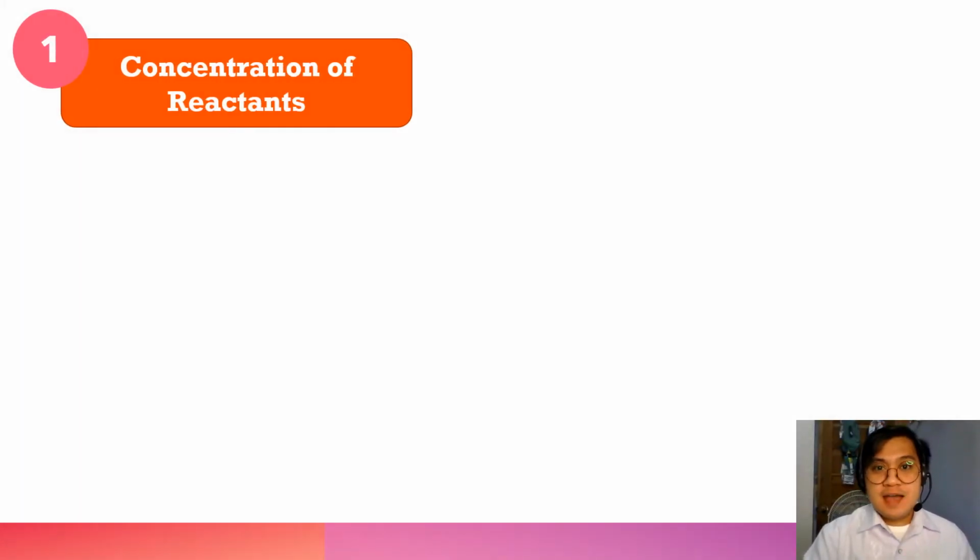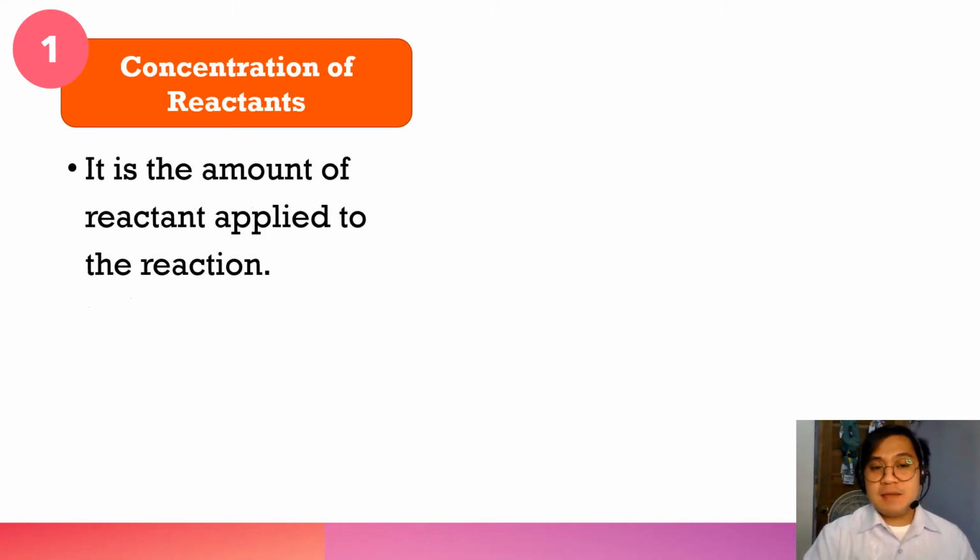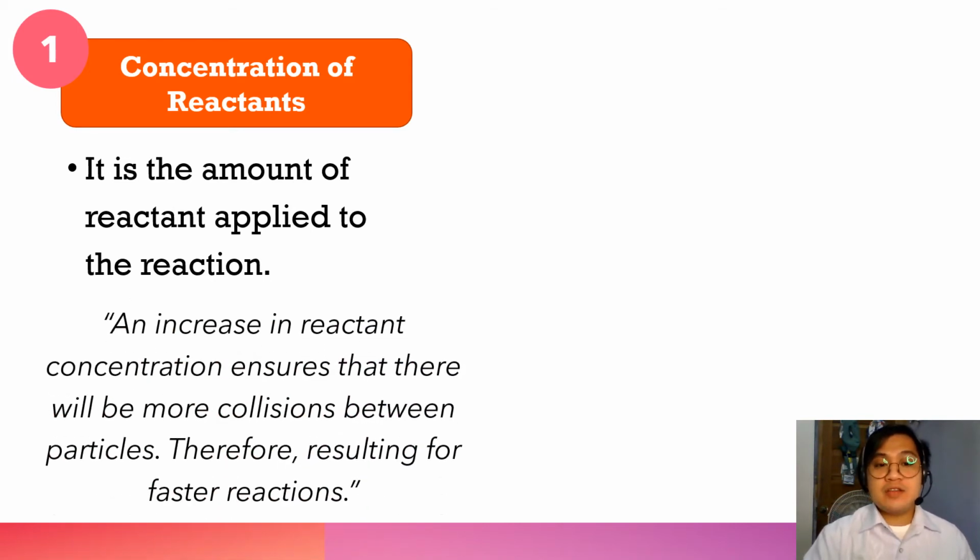The first factor affecting chemical reaction is the concentration of reactants. It is the amount of reactant applied to the reaction. Remember that an increase in reactant concentration ensures that there will be more collisions between particles. Therefore, it will result in a faster reaction.